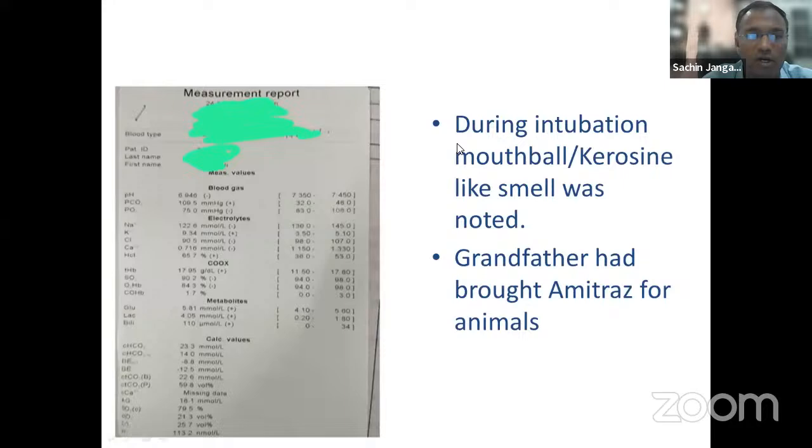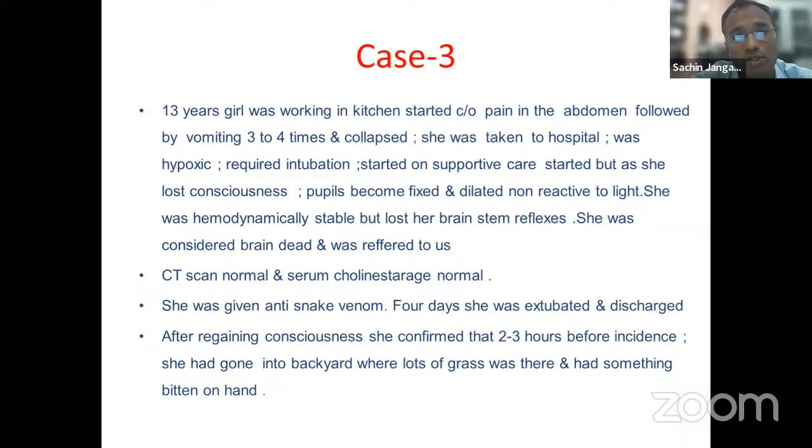Case 3, this was a 13 years old girl who was working in a kitchen, started having complaints of abdominal pain, followed by vomiting 3-4 times. And after that, she collapsed. She was taken to the hospital. At the hospital, she was hypoxic. She required intubation and was started on supportive care.